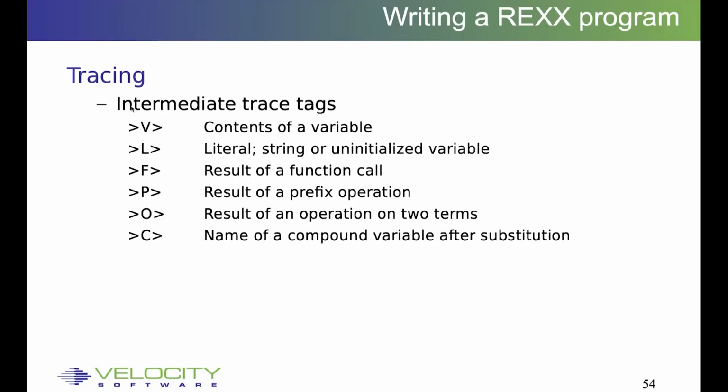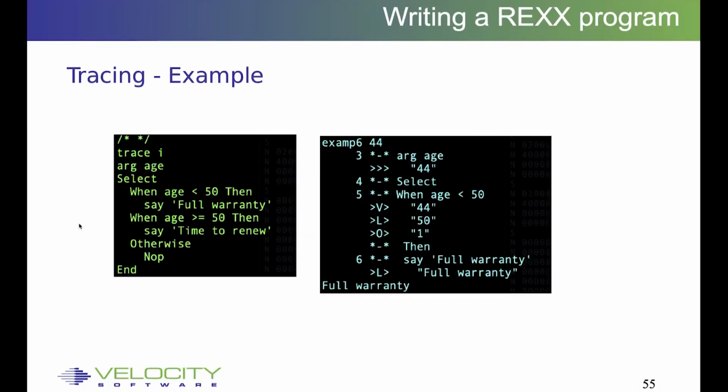Tracing also, the intermediate trace produces a number of trace tags, indicating the content of a variable, whether it's a literal, function call, result of an operation, or the compound name of a compound variable after substitution. So you get a lot of output when you're looking at an intermediate trace.